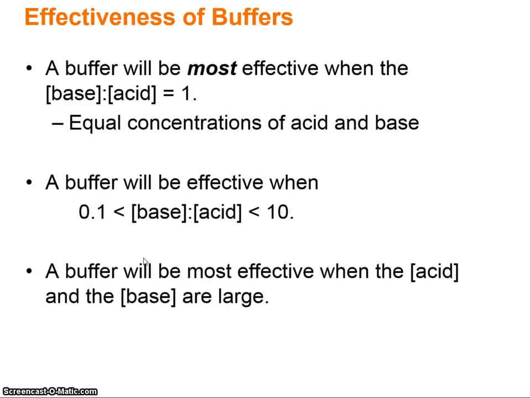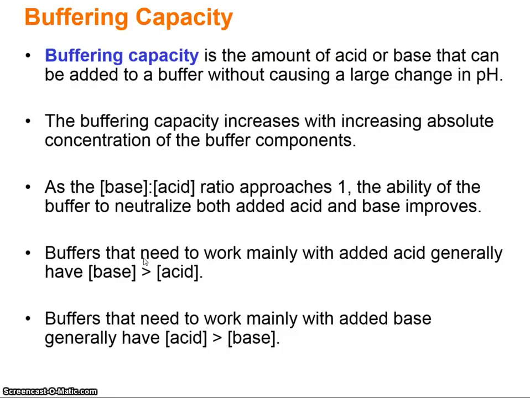Right? So the buffer will be most effective at neutralizing acids and bases when the acid to base ratio is 1. So a buffer will be effective in that 0.1 to 10 range. And the buffer will be most effective when the acid and base concentrations are large. Right? So our buffering capacity is how much can we add without causing that large change in pH. All right? In other words, when do we run out of the conjugate acid or conjugate base and our x is small approximation no longer holds? When have we completely neutralized one of the things?